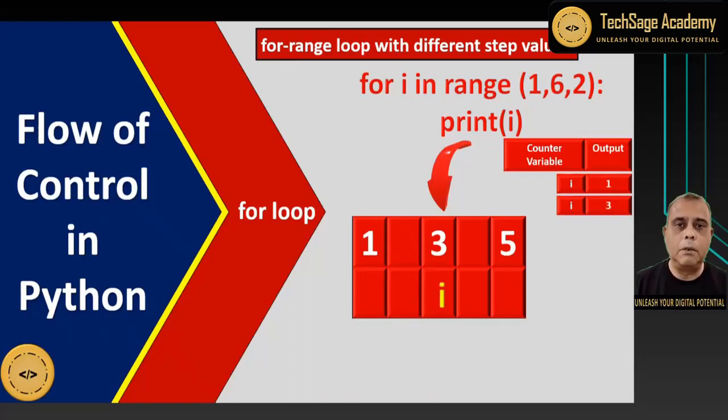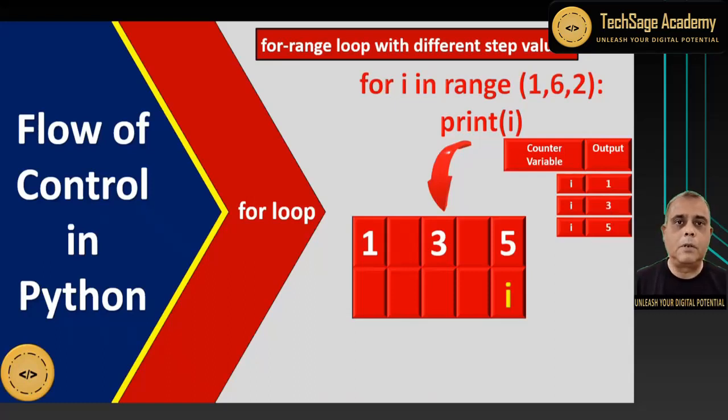And the output will be 3. And in the next pass, i will jump to 5. And the output will be 5. So it is leaving a step value of 2 in between. Now at 5, the loop is going to terminate.